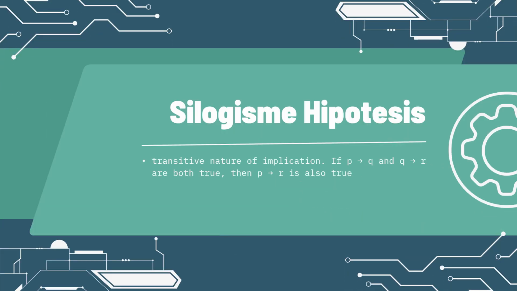Okay, I'm Nabila. Here, I want to explain about syllogism hypothesis. Syllogism hypothesis is the transitive nature of implication. If P then Q, and Q then R are both true, then P then R is also true.